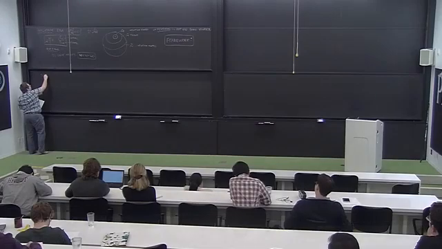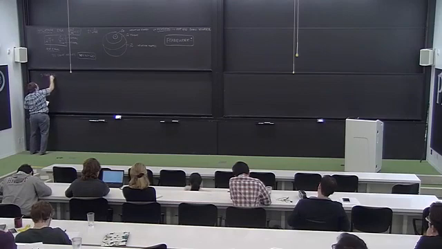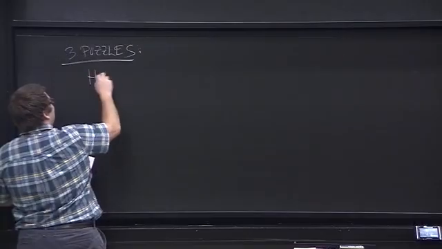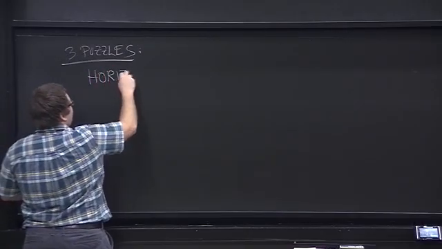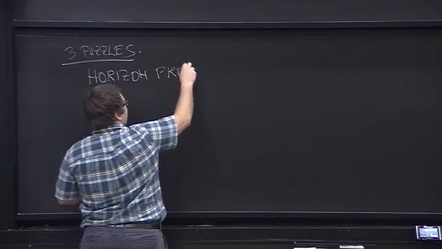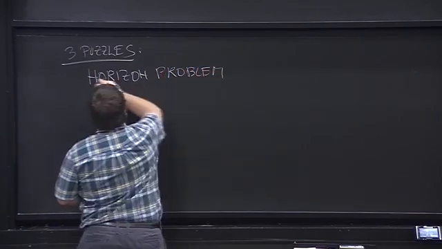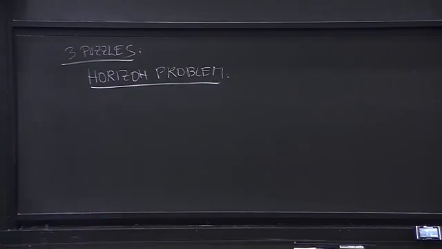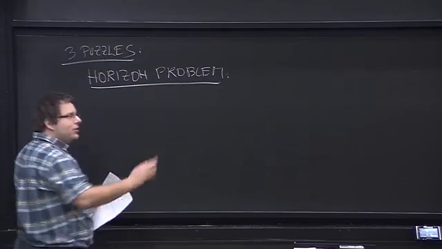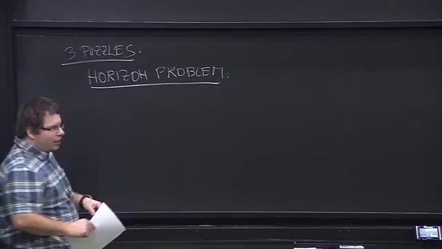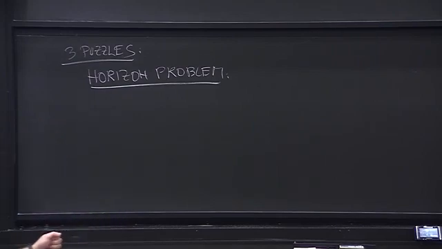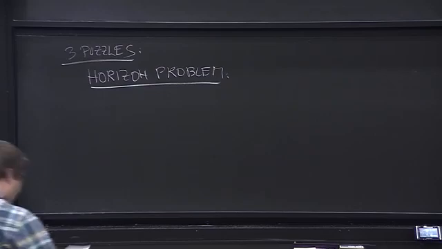Okay, so now let me discuss three puzzles. And we sort of already know all of them. The first one is very familiar to us, the horizon problem. Basically, standard cosmology doesn't explain why we see a homogeneous universe if you look there and you look there, because at the time of recombination, these were definitely disconnected pieces of the universe. So why do we see a homogeneous universe?